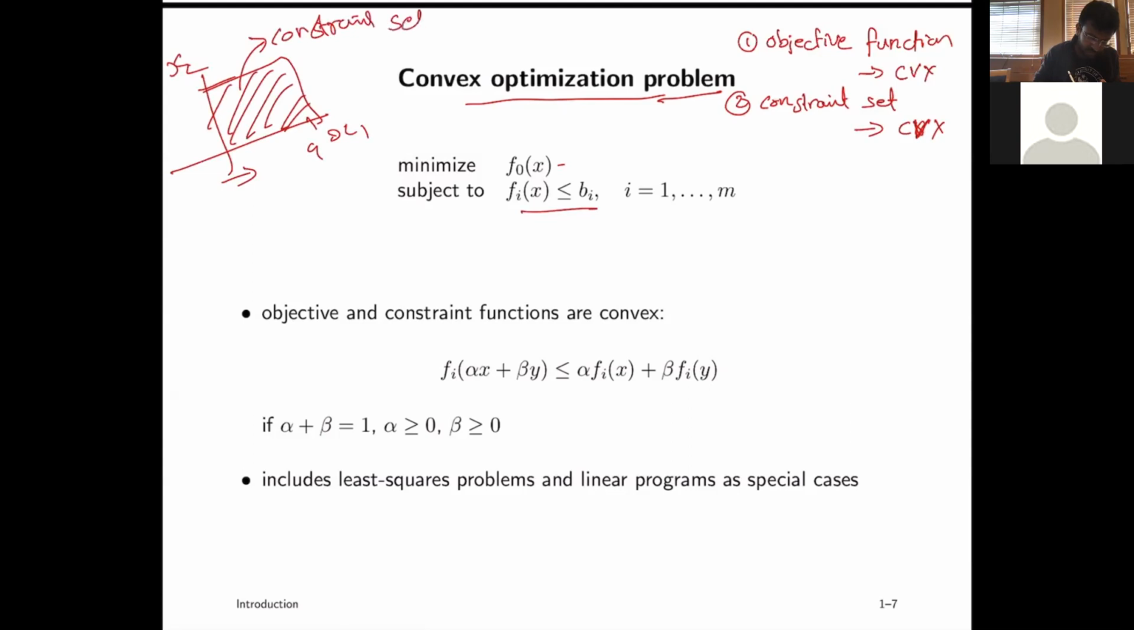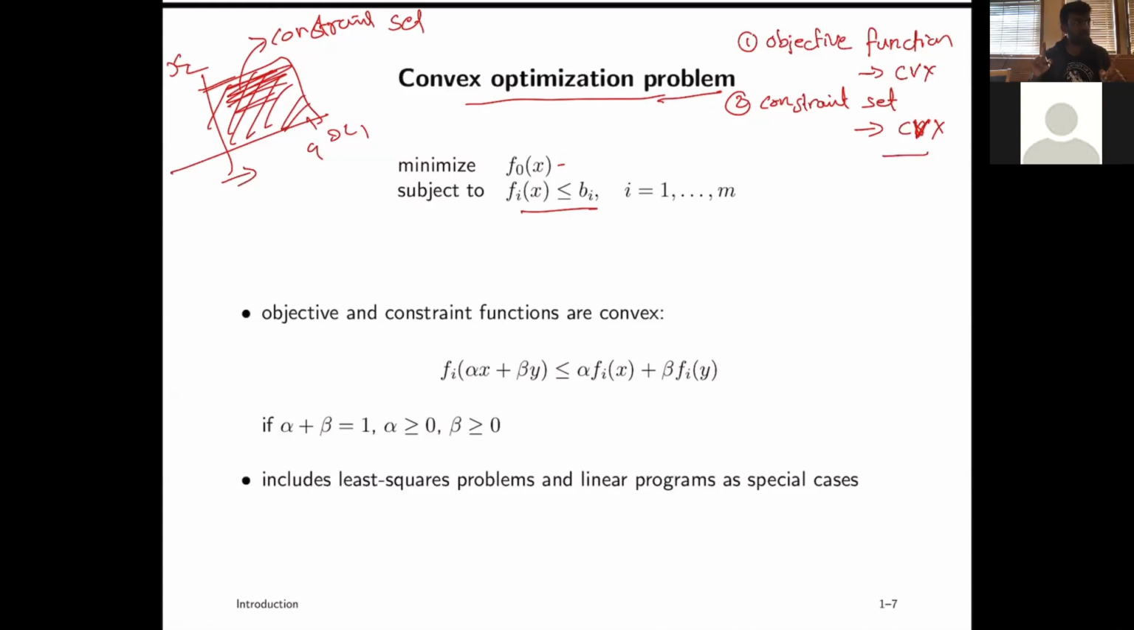Basically, you are asking your optimization problem. You are telling your optimization solver that you cannot search anywhere. You are only allowed to search in this region, in this set. This is called the constraint set. Okay, so this set also has to be convex.